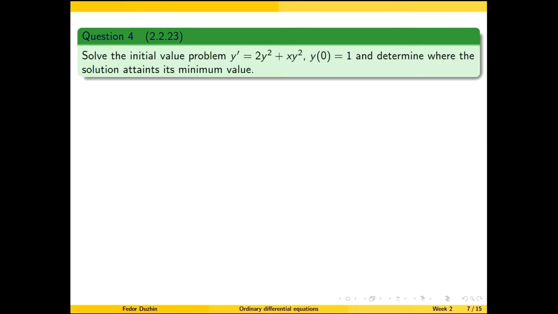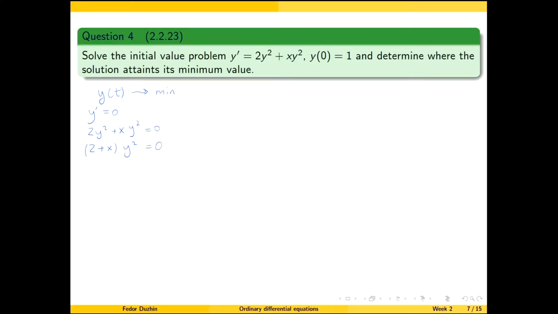So what do I mean? Remember that if we have a function y of t and we want to find its minimum value, how do we do that? We just find y prime of t and equate it to 0. So y prime of t is 2 plus x times y squared. This is equal to 0.